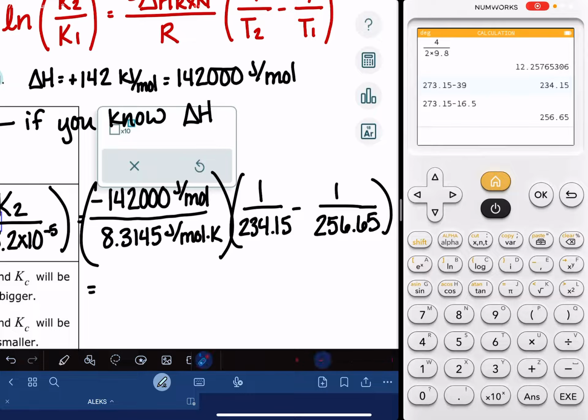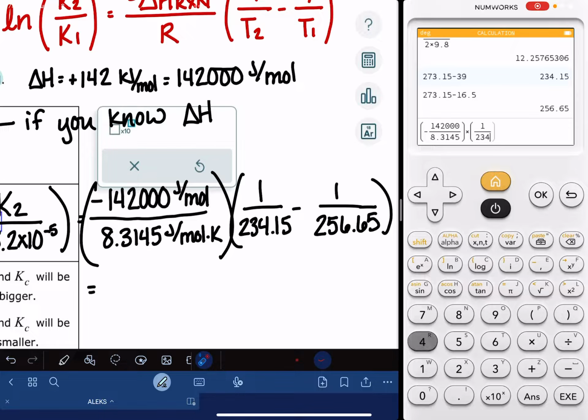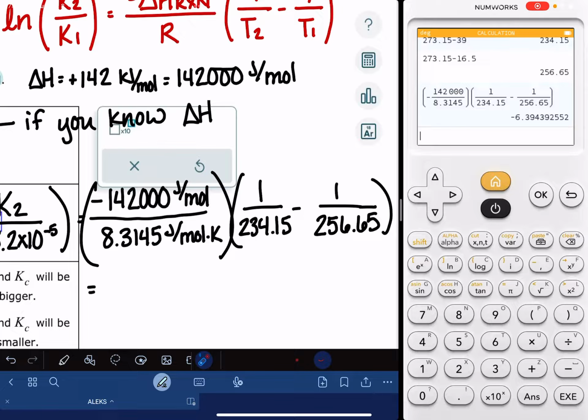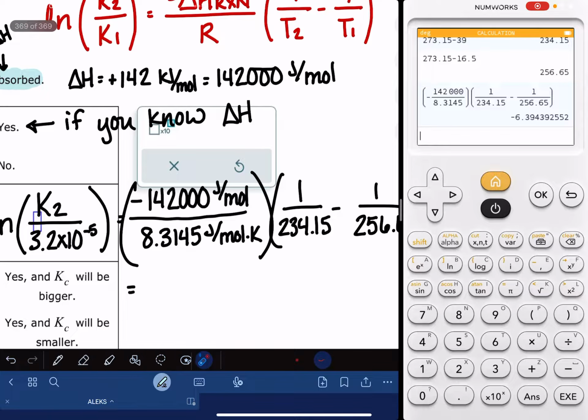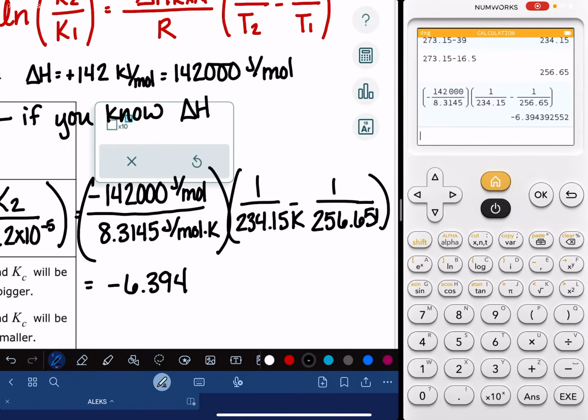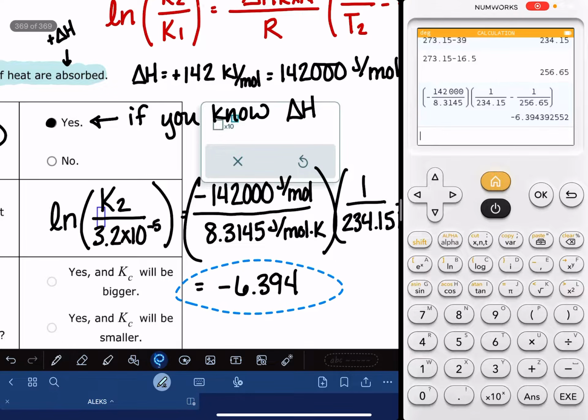So I'm going to do everything on the right-hand side. Negative 142,000 divided by 8.3145. Hopefully I'm not hitting any buttons wrong here. Times 1 divided by 234.15 minus 1 divided by 256.65, and that gives me negative 6.394, totally unitless. I left the Kelvin off of these numbers right there. Totally unitless.